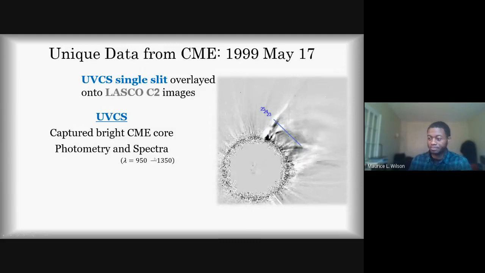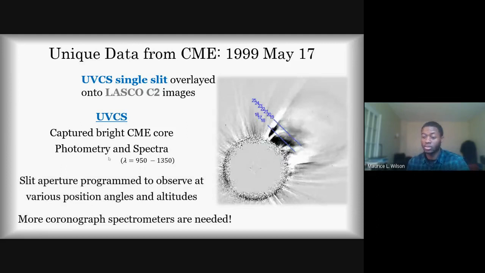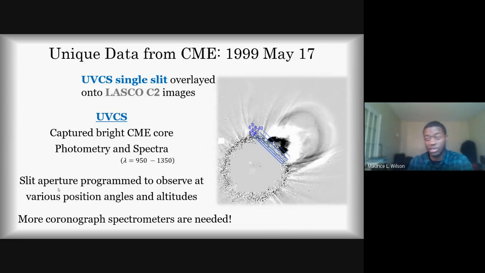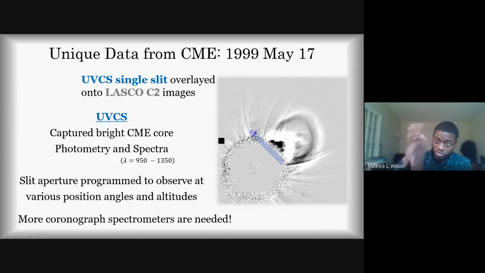The spectral coverage is about 950 angstroms to 1350 angstroms. The slit aperture is programmed to observe at various position angles and at various altitudes, just automatically programmed. It can't predict when a CME is going to occur. It's primarily used to study the solar wind, actually. So we were lucky with this observation. Just lucky that the slit aperture was positioned at this position angle, and it automatically moves to higher heights along the corona at different times.